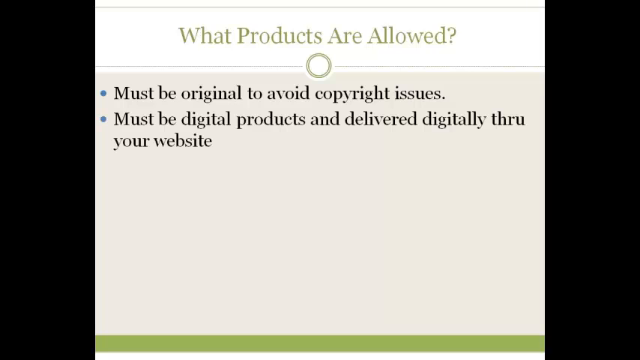The product itself must be a digital product and delivered digitally through your website. That means it's got to be downloadable. Let's say, for example, that you buy a product and it's got to be something that somebody can download, they can watch on your website, they can use it, and so forth. Now, you can, however, ship, for example, books, CDs, and DVDs to your customers.